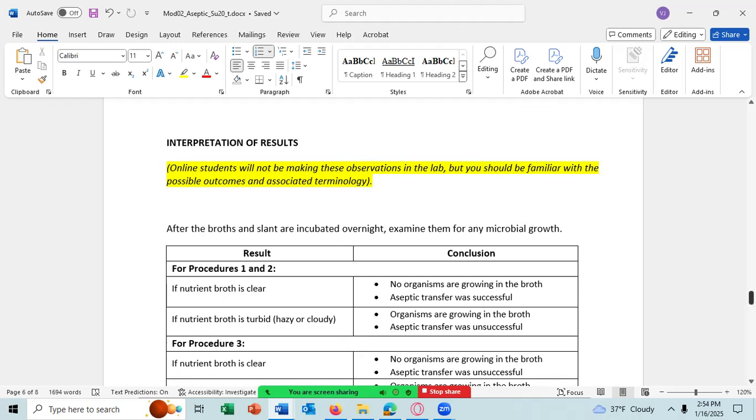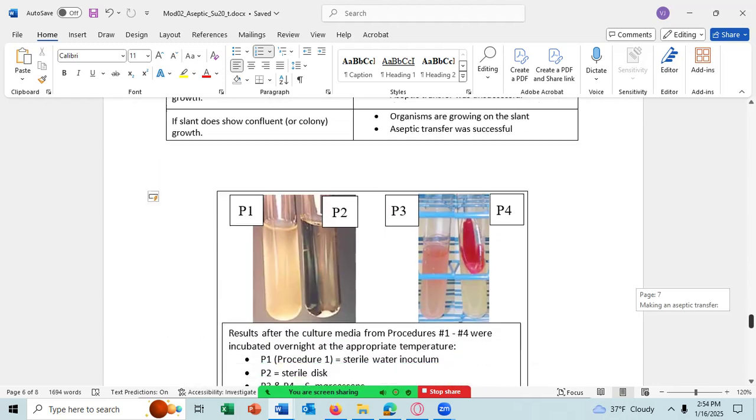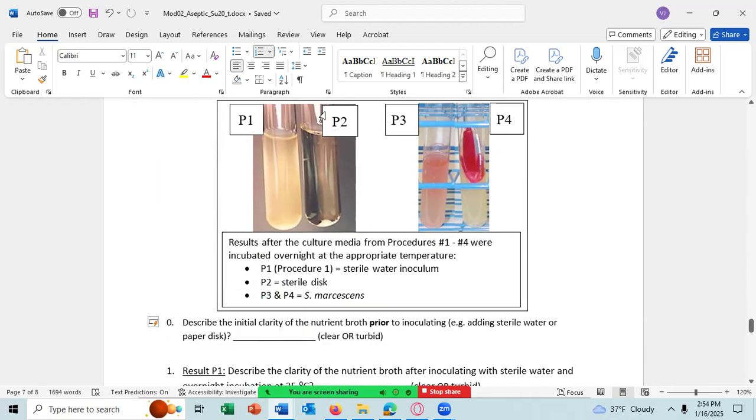Any question about any of that? And this is the picture for procedure 2. And there you can actually see the paper disc in the bottom of that tube.